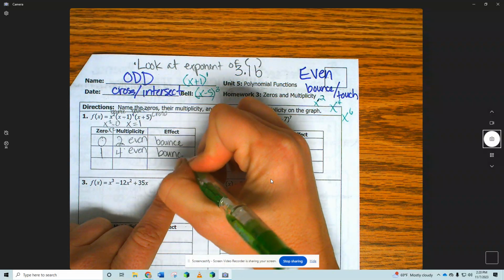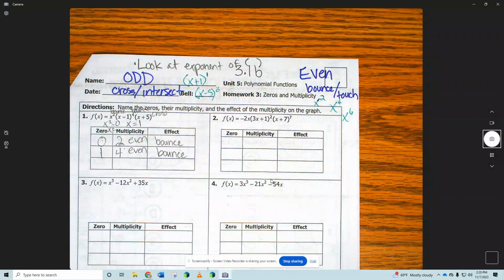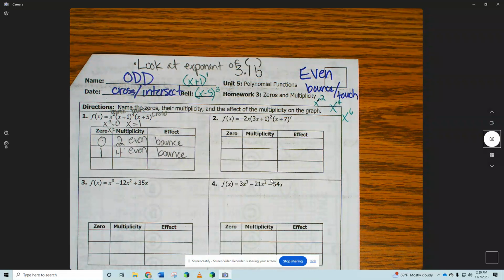Do you want me to pull the screen down? I mean, you can't see the whole paper, so I don't know. So here's what I'm doing. I'm solving because it's in parentheses, and then I'm looking at the exponent. The exponent is going to tell me if it's going to bounce or cross.